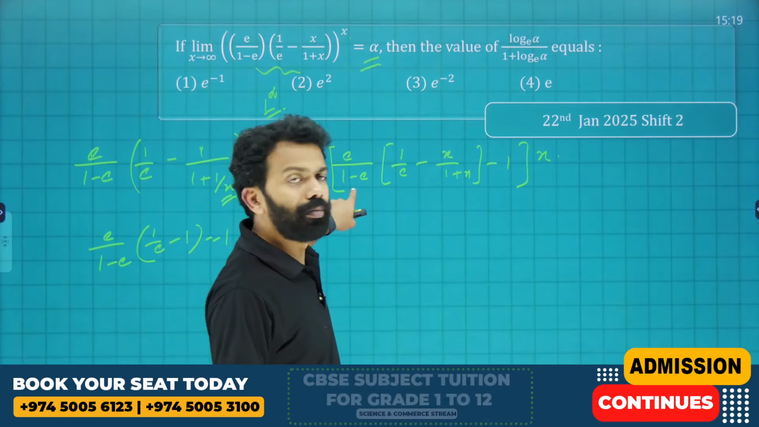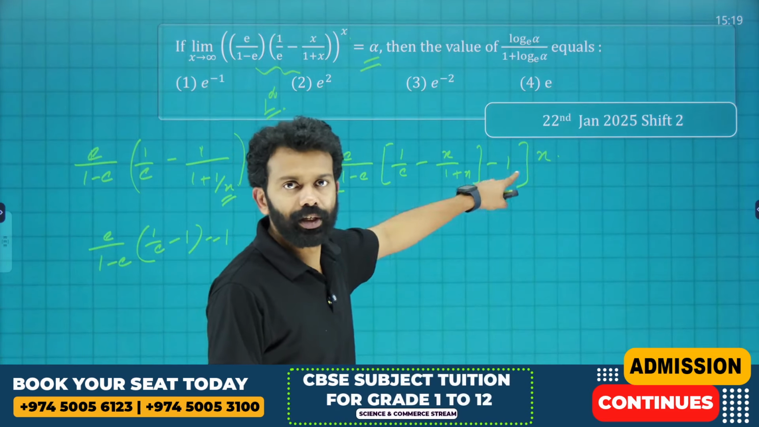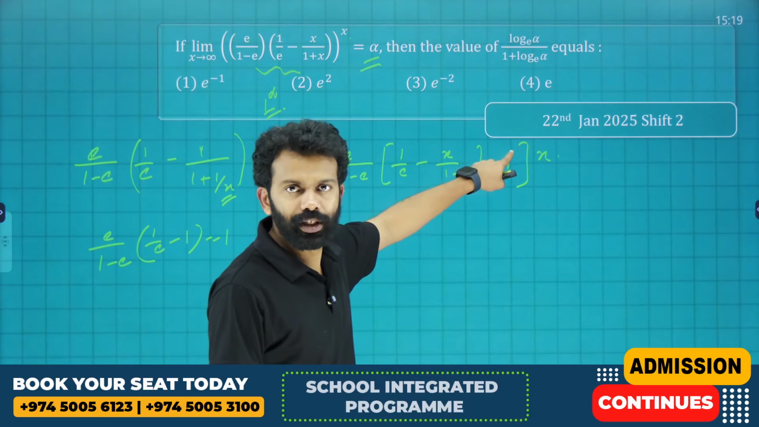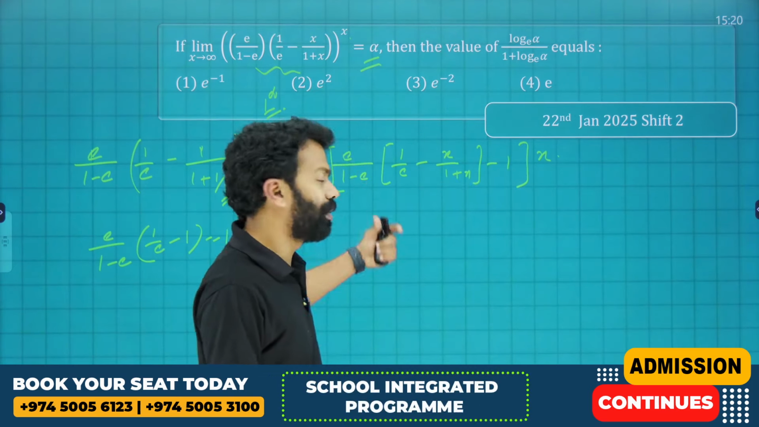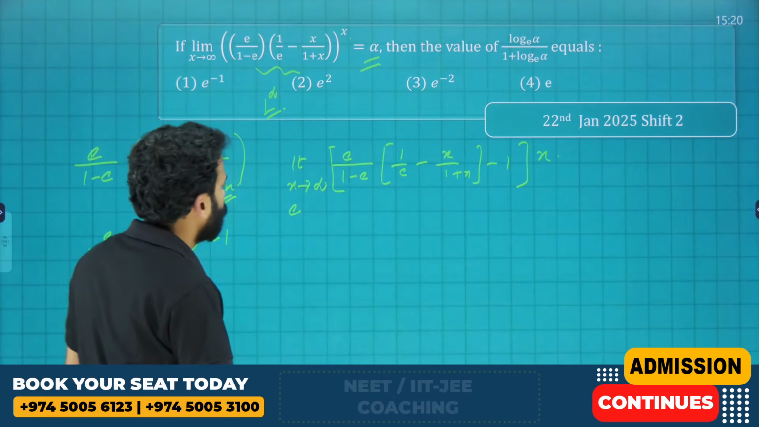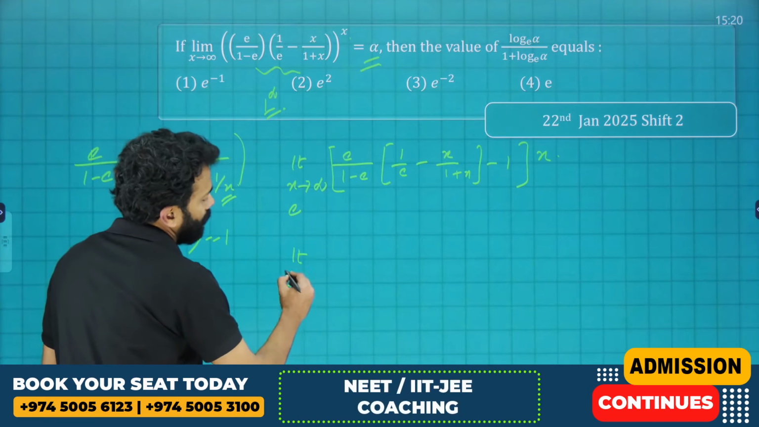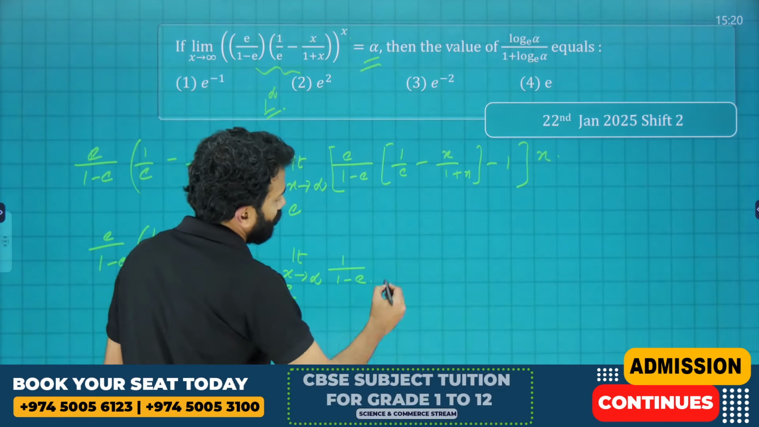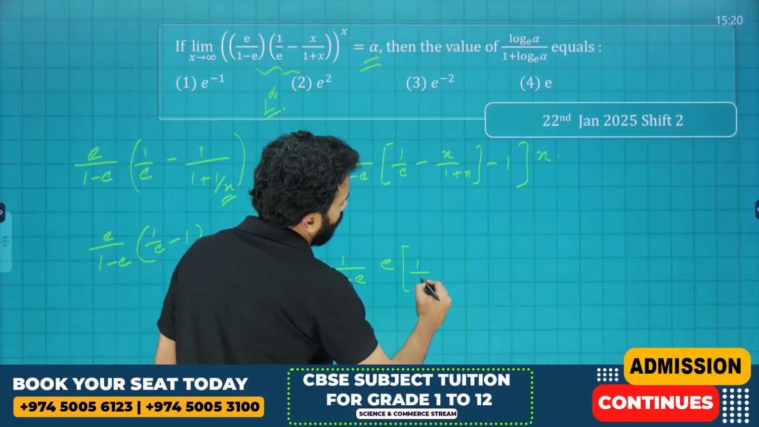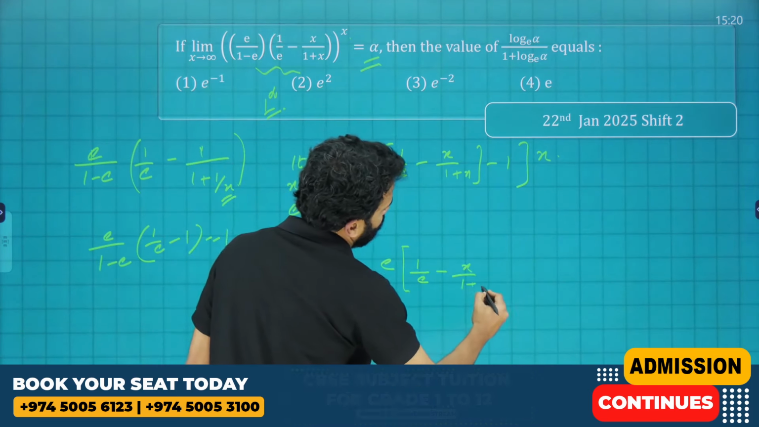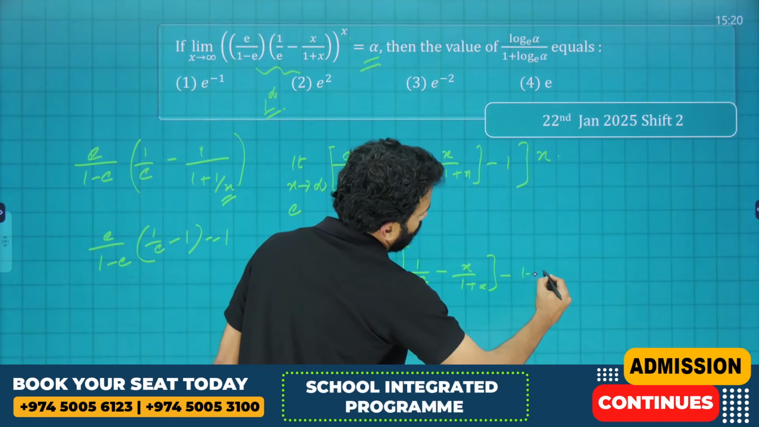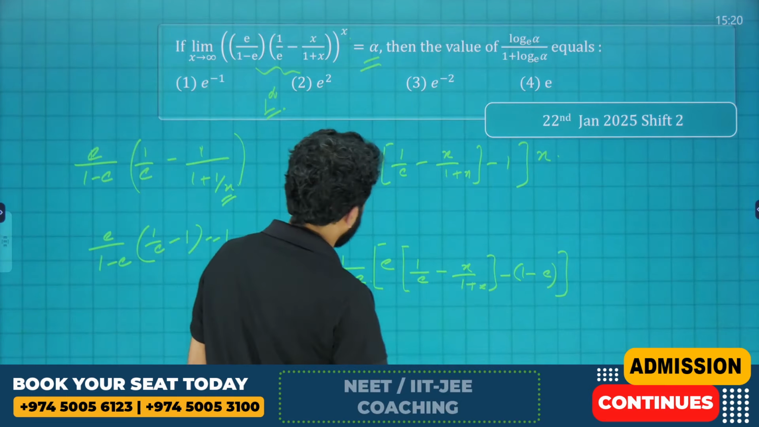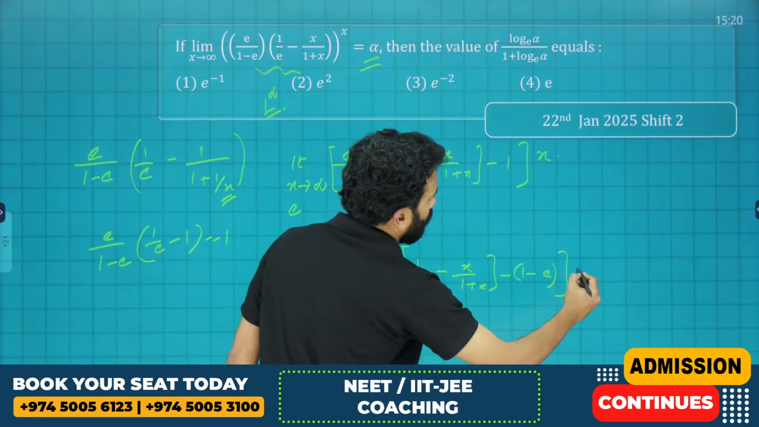Listen. Here we have 1 − e, right? Here also if we have 1 − e, we can take it outside. So instead of 1, I am writing it as (1 − e)/(1 − e), and I am taking that 1 − e in the denominator as common. Therefore it will be e raised to limit x tends to infinity 1/(1−e) · (e · (1/e − x/(1+x)) − (1 − e)) into x.